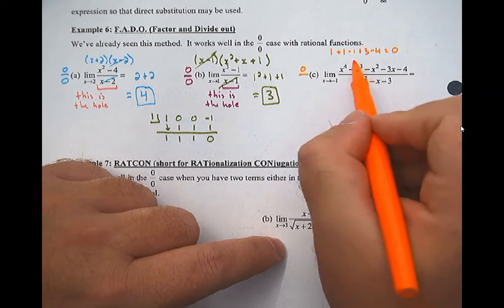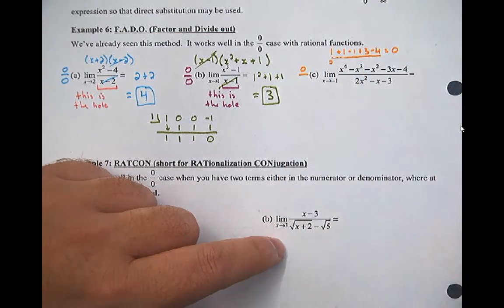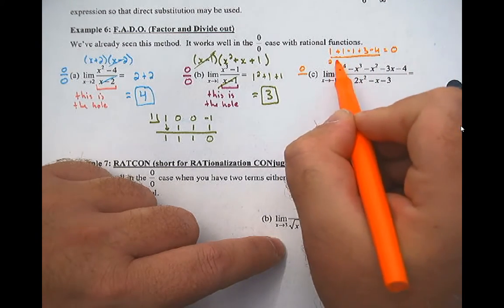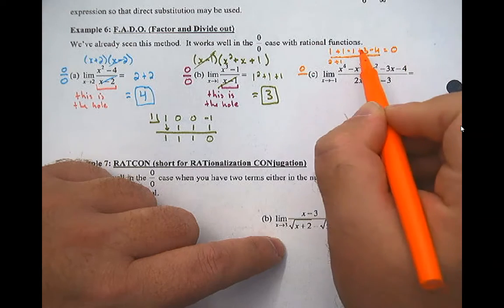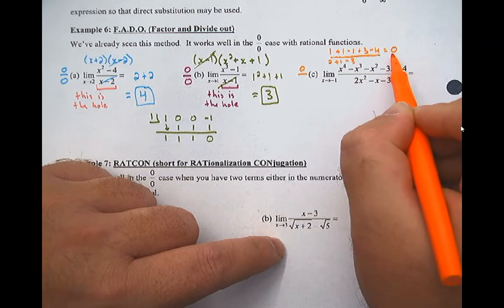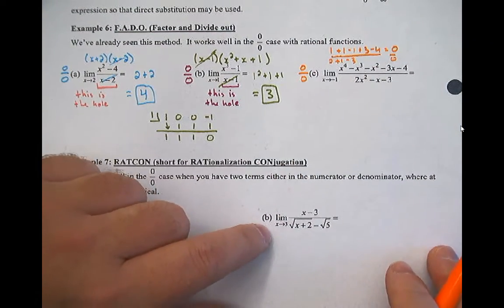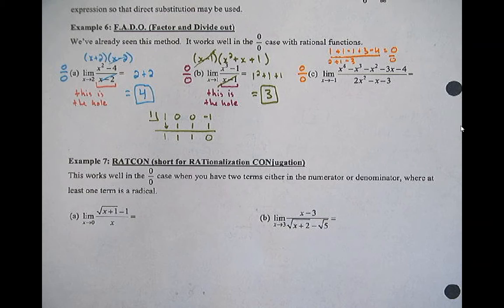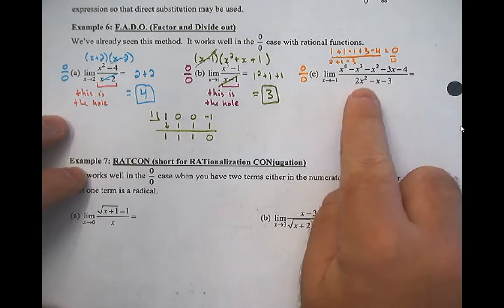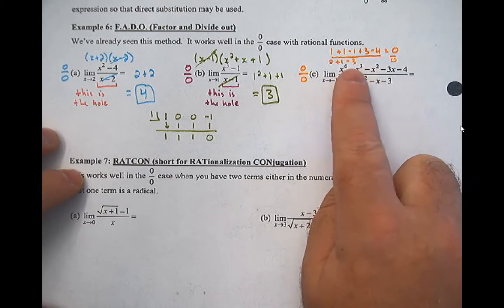Let's plug this into the bottom. That's 2 times negative 1 squared would be 1, minus negative 1 would be plus 1, minus 3. 2 plus 1 is 3, 3 take away 3 is 0. So we do have a hole somewhere. Now we've got to figure out where that hole is. So when we plugged in negative 1, we knew that this created a 0 on the bottom, and we know that it created a 0 on the top.